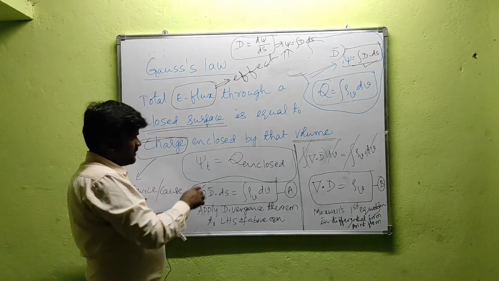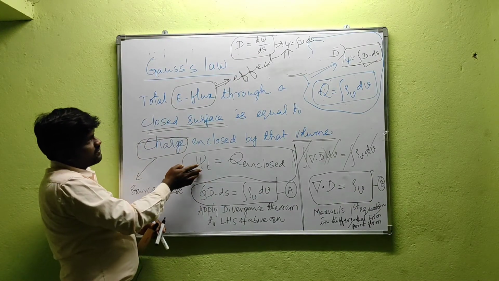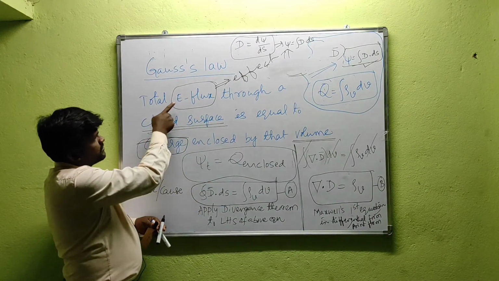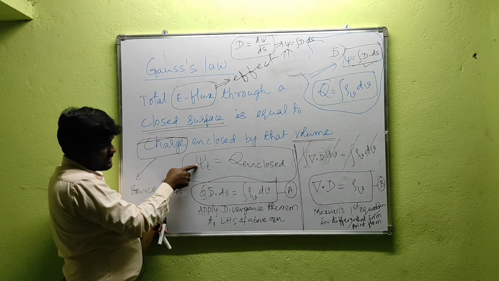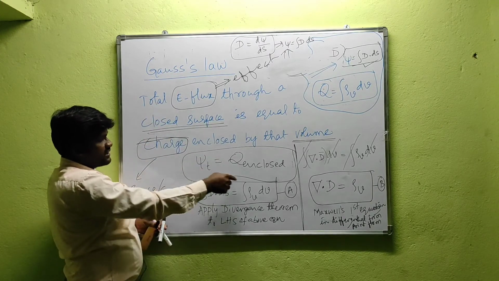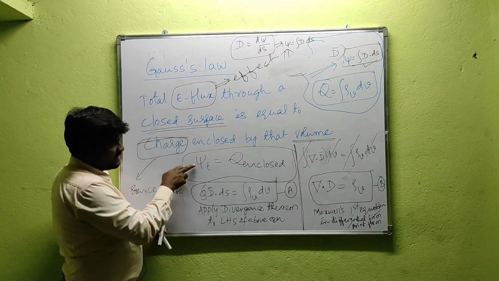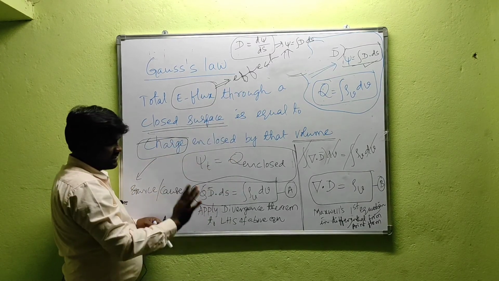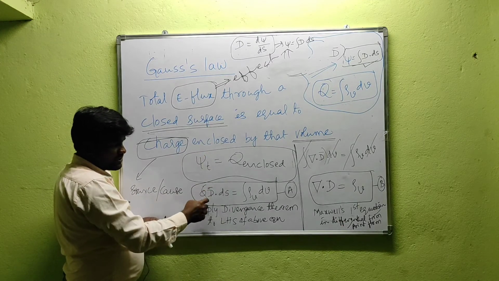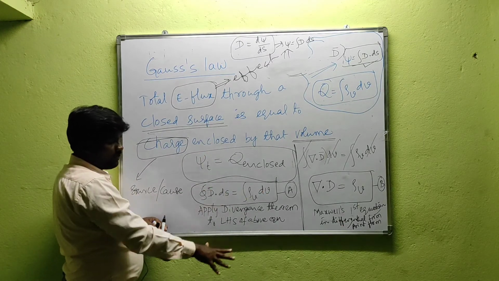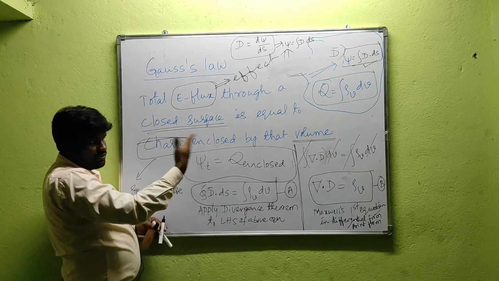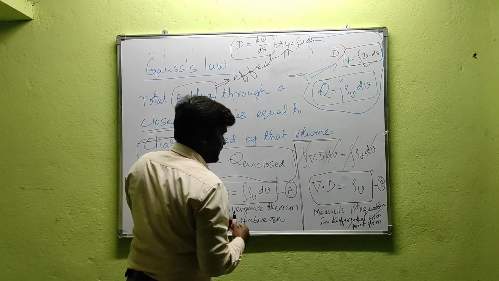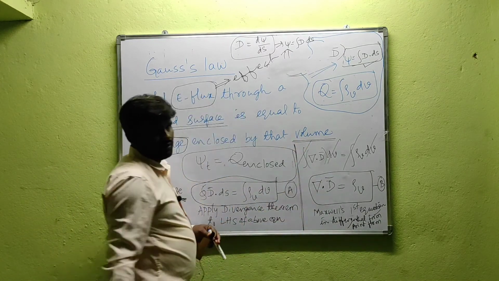Mathematically it can be written as: total flux through a closed surface, total electric flux represented by psi t, is equal to the charge enclosed by the volume. Now write this psi in terms of the flux density and the charge in terms of the charge density. Here it is a closed surface, and there it is a volume. So apply the divergence theorem to this LHS, then we will get the relationship between D and rho v, that is del dot D equal to rho v.